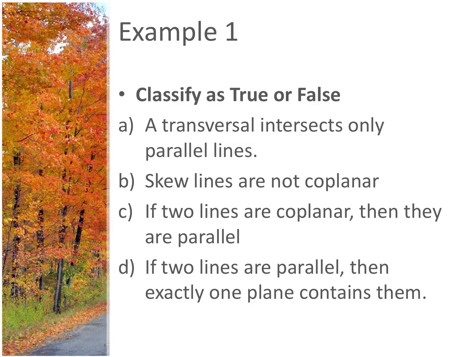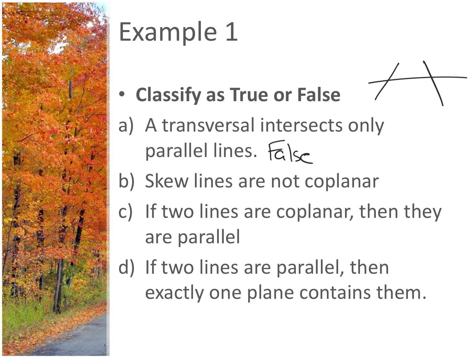So let's do this first example together, just to go over if it's something true or false. A: a transversal intersects only parallel lines. That is false, guys. Let me change to a different color. That is false. We saw just now that it didn't intersect only the parallel lines. It intersected something that looked like an A, like that. So it's false. It can intersect more than just parallel lines.